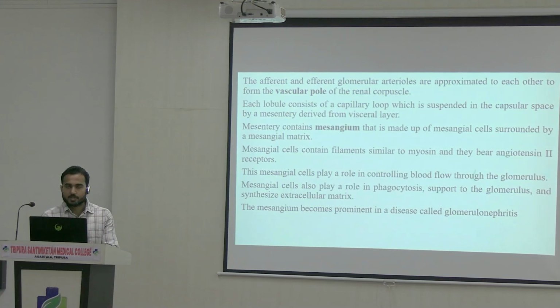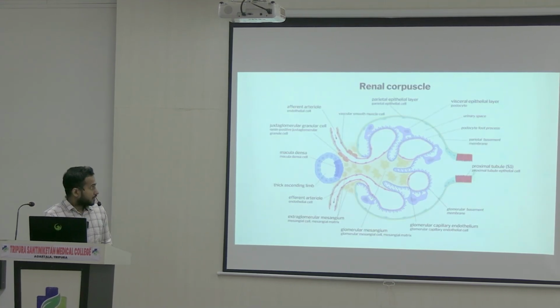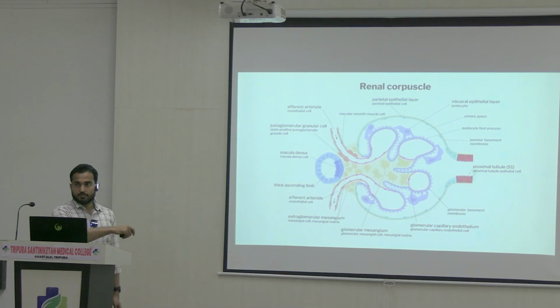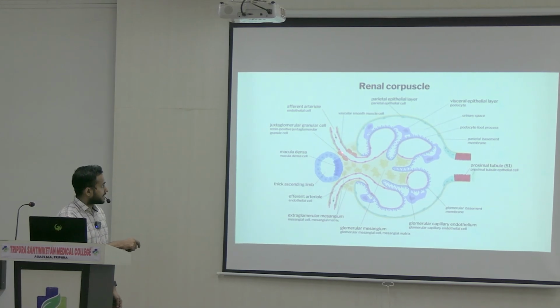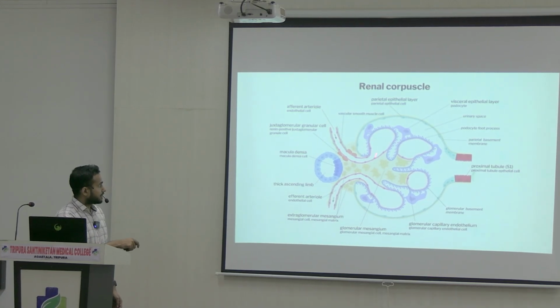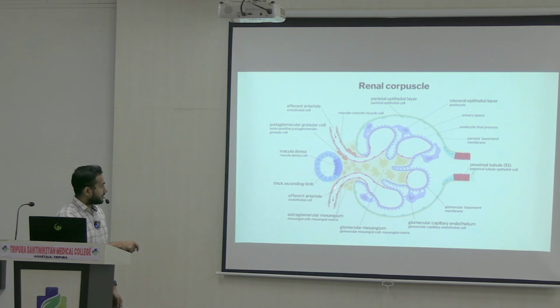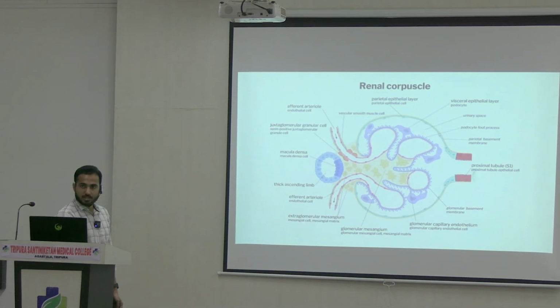This particular mesangium becomes very prominent in glomerulonephritis. Here you can see the diagram. This is a beautiful 3D diagram of a renal corpuscle, where you can see the afferent arteriole. See, blood is entering like this. Here the capillary bed is present, and this is the efferent arteriole through which the blood is coming out.